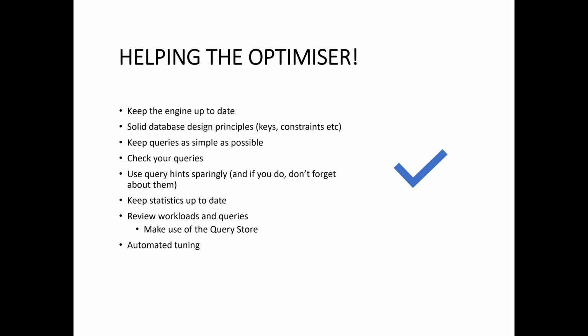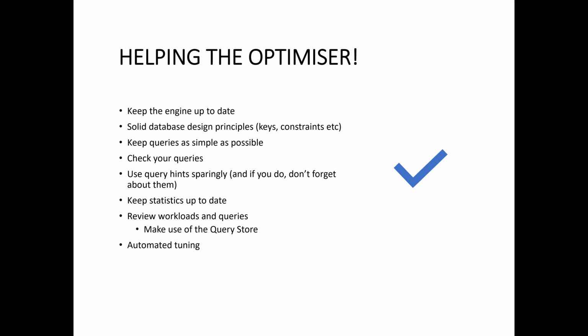So a whole bunch of stuff to take in. There are some takeaways in that to help the optimizer out. The first one is keep the engine up to date, because of course updates may give new features that lie really under the hood, new transformation rules that it can use. Use solid database design principles. I know there's lots of debate about foreign keys and things like that, but we have seen here that they can help the optimizer make some really good decisions. Keep queries as simple as possible. Absolutely. The more complex our queries are, the harder the optimizer has to work, and if we go overly complex, it will time out.